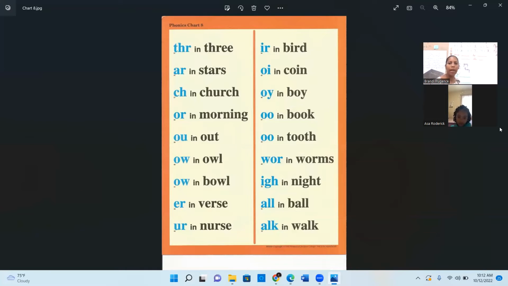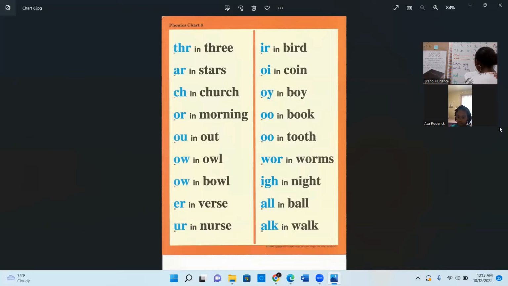Oi in boy. OO says in book. WOR says word in work. Okay, good. Oh, that's a lot of stuff on that book.